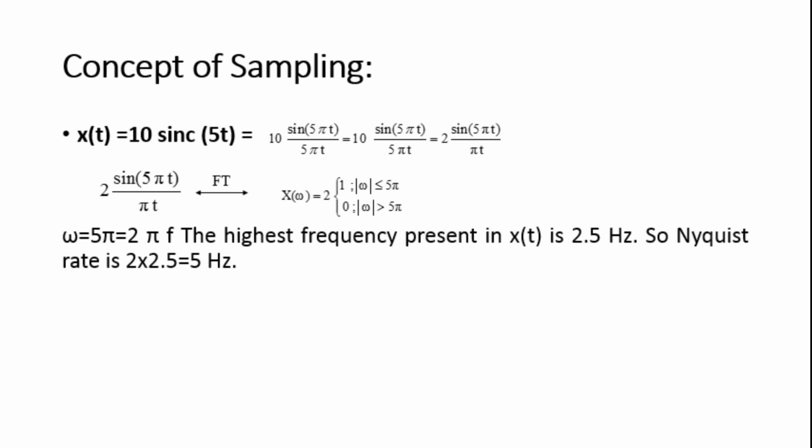If we take Fourier transform of that, we get x of omega is equal to 2 into 1 when magnitude of omega is less than or equal to 5 pi and 0 when magnitude of omega is greater than 5 pi, where omega is equal to 5 pi, which is equal to 2 pi f. The highest frequency present in x of t is 2.5 Hz. So Nyquist rate is 2 into 2.5, which is equal to 5 Hz.